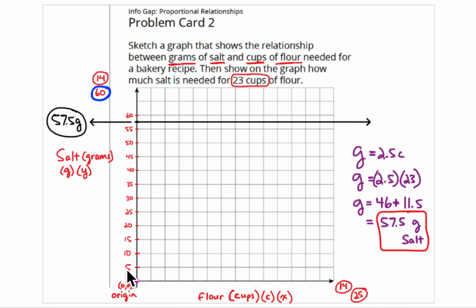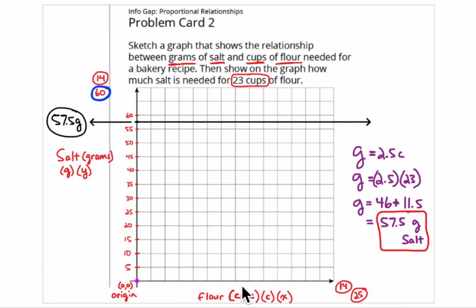Now I have to make the scale on this y-axis go at least up to 57.5, and 60 would be a good choice, because if I count by 5s, 5, 10, 15, 20, 25, 30, on up to 50, 55, 60, well, 57.5 is actually halfway between 55 and 60. So that's a pretty good choice. So 57.5 is right here. So I'm going to draw an arrow this way.